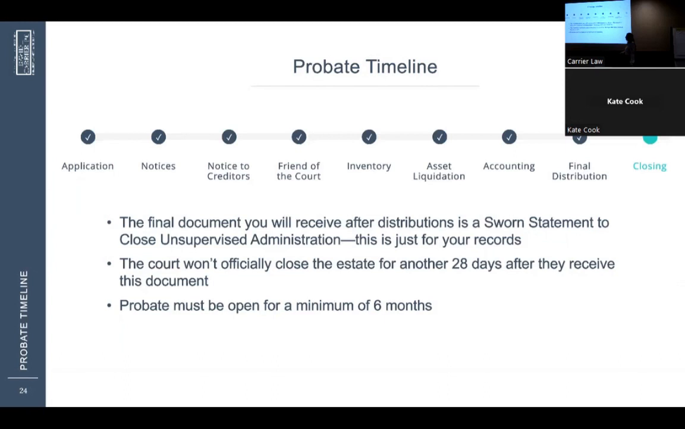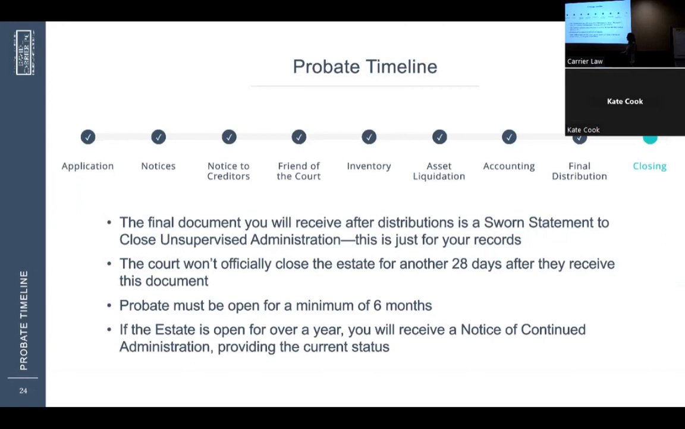Probate must be open for a minimum of 6 months. So even if a personal representative is really on top of their game, gets everything liquidated, and everything is consolidated in an estate account, they still are required to wait that 6-month period before making distributions. If an estate is open for over a year, each beneficiary will receive what's called a notice of continued administration, and that will notify you of the current status of the estate.